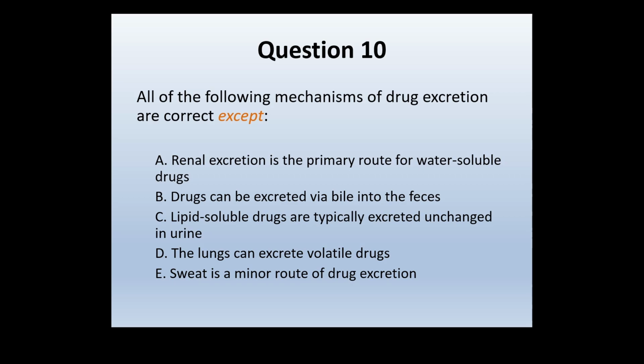Question 10. All of the following mechanisms of drug excretion are correct except: A. Renal excretion is the primary route for water-soluble drugs. B. Drugs can be excreted via bile into the feces. C. Lipid-soluble drugs are typically excreted unchanged in urine. D. The lungs can excrete volatile drugs. E. Sweat is a minor route of drug excretion.